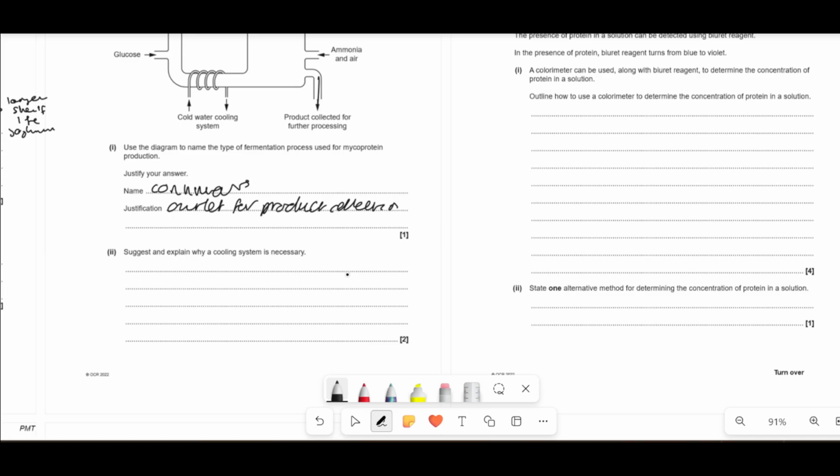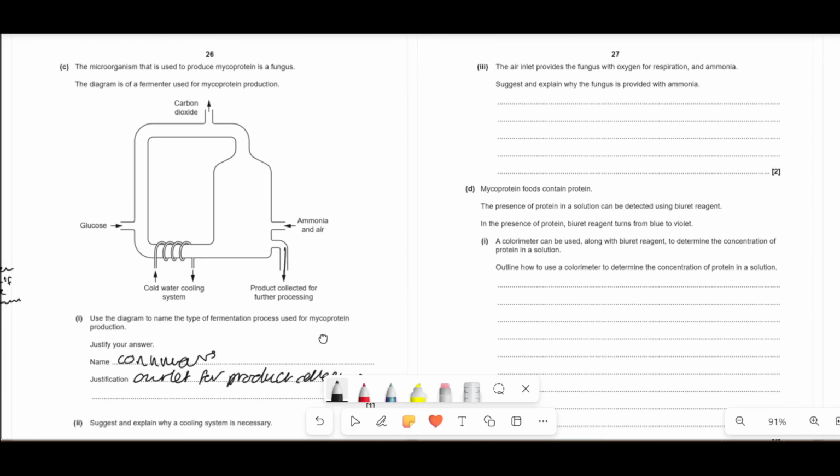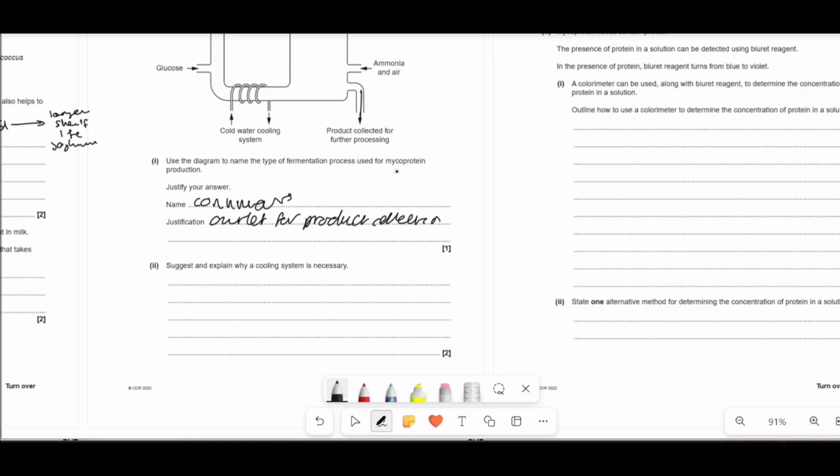So just why a cooling system is necessary. So you have something where you've got fungus making mycoprotein in the system, and they've given you a cold water system.